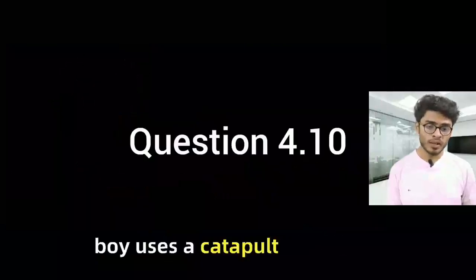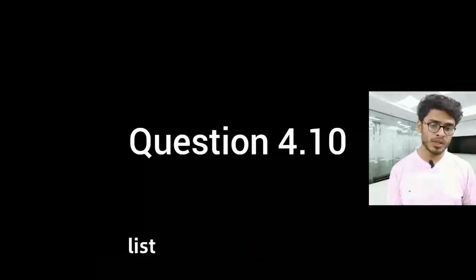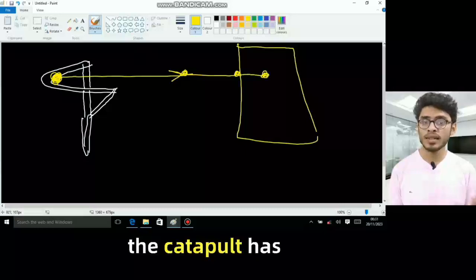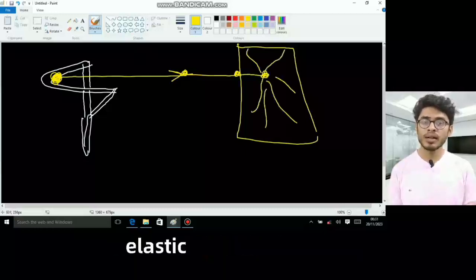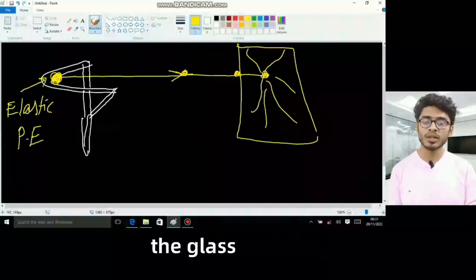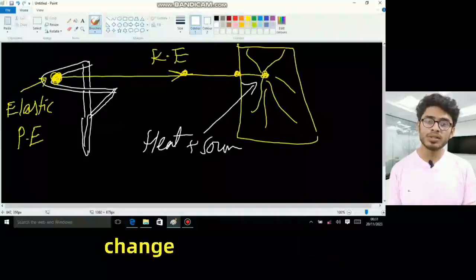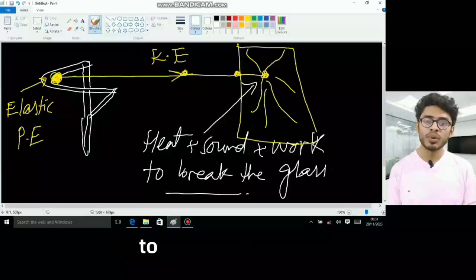A boy uses a catapult to throw a stone which accidentally smashes a greenhouse window. List the possible energy changes. Initially, the catapult has elastic potential energy. When he throws the stone, elastic potential energy changes into kinetic energy of the stone. When the stone strikes the glass window, kinetic energy of the stone changes into heat and sound, and some work is done to break the window into pieces.